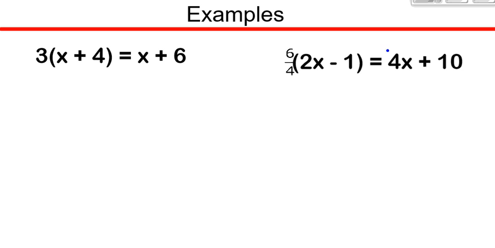So think of this as 4x plus 10 in parentheses. So when I multiply this side by 4, I have to multiply this whole other side by 4. So you're actually multiplying both of those things by 4. So I'm going to go ahead and put parentheses around that. So these 4's are still going to cancel. That's going to leave me 6 times 2x minus 1.